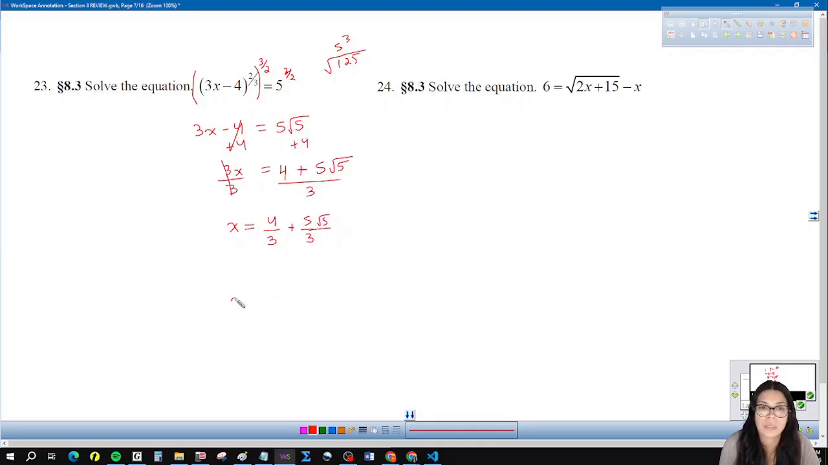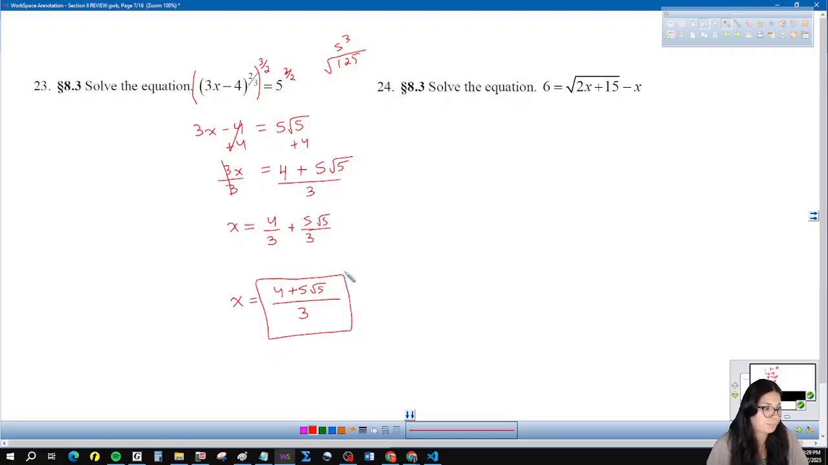You could either put it separate, 4/3 plus 5/3 square root of 5, or you can just keep it all together as one fraction, 4 plus 5 square root of 5, divided by the 3. Either one is okay to write. Now, I would need to check this one. To check it, I would plug it in, and to plug it in, I could use my calculator. We could do some basic work on the side over here, which is actually going to make it a little bit easier to check it.